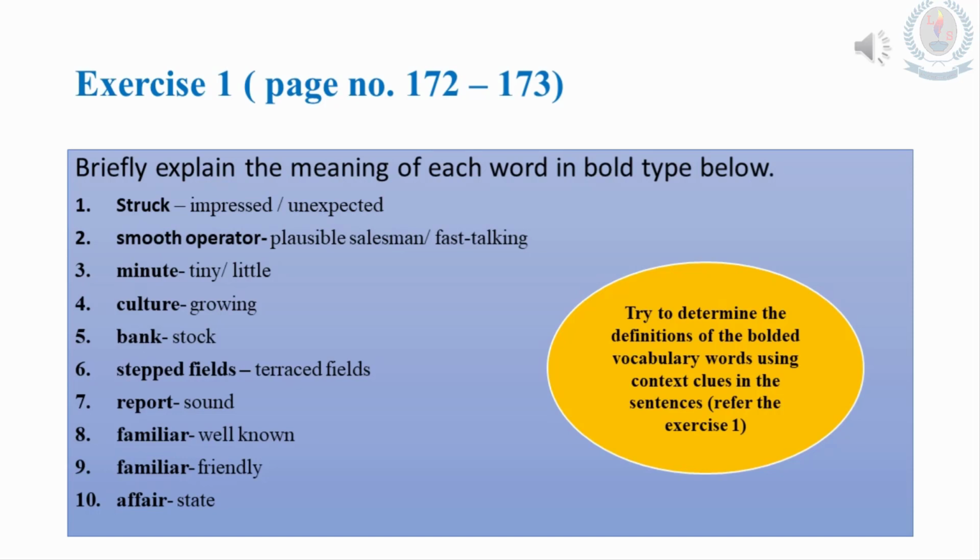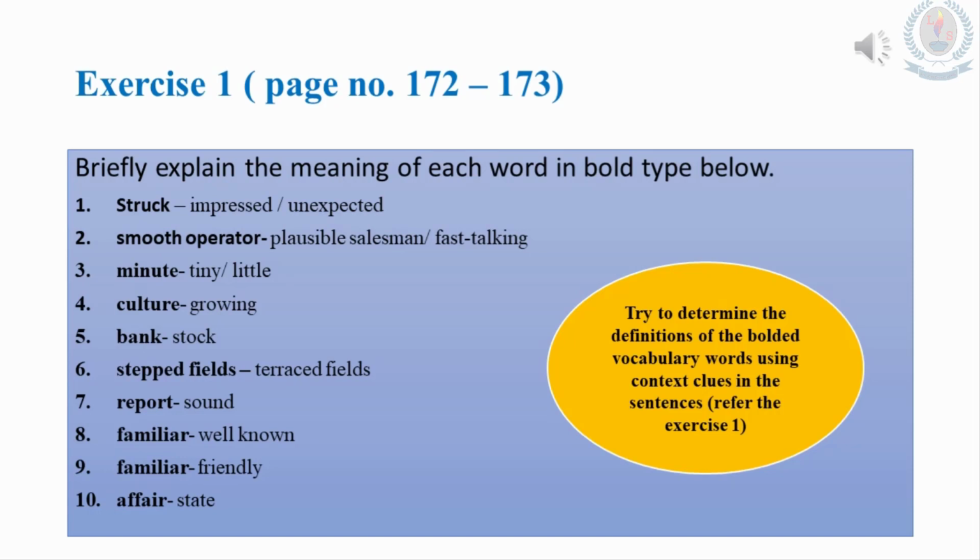Sentence number 1. When she said this, the real reason for her visit struck me. The bolded one is struck. Now you have to briefly explain the meaning of this word. For struck, we can take two meanings. One is impressed and the other one is unexpected. So we can match it like this: when she said this, the real reason for her visit impressed me. Like that, a feeling of something unexpected. It impressed you.